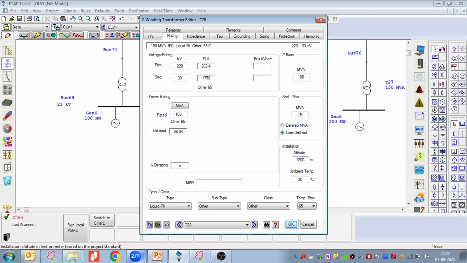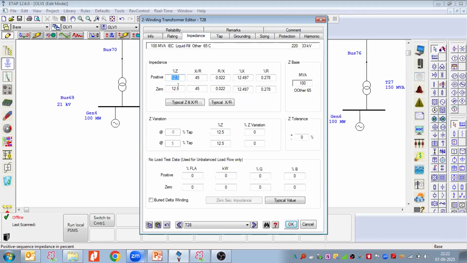So we can mention the ambient temperature where the transformer is going to be installed over here. And then temperature rise, class, cooling of the transformer, cooling type, class of the insulating oil, that we can select over here. Liquid, fluid or dry type, that we can select over here. This is the rating page of the transformer.